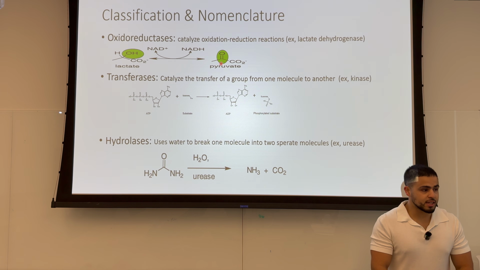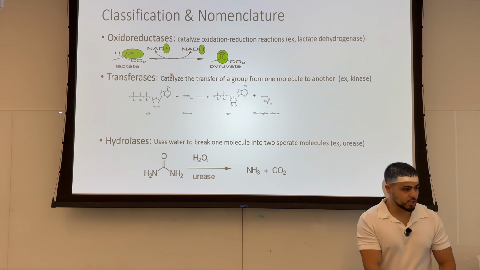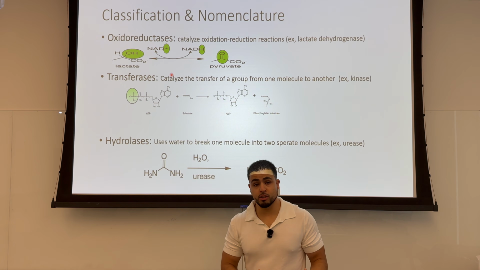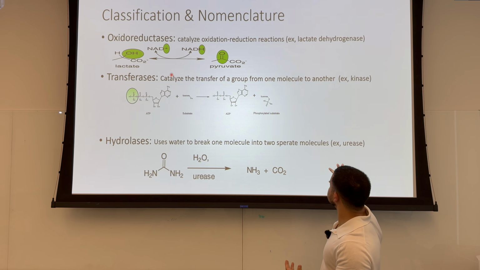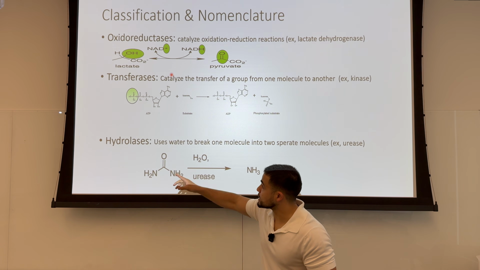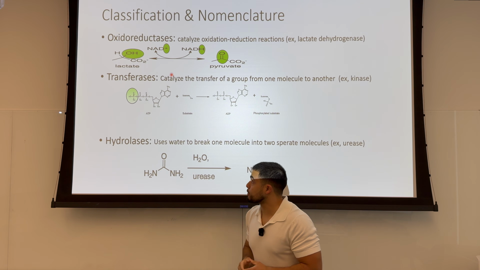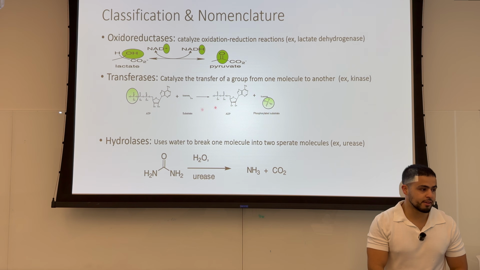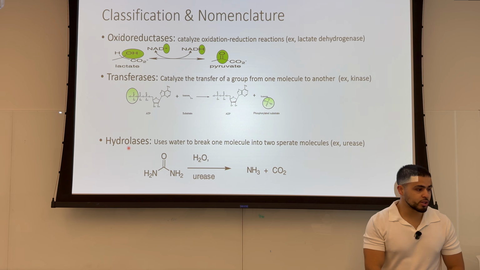So here we oxidized lactate, so there must be an oxidizing agent, which is NAD+, which itself was reduced, and you can see that by the addition of the hydrogen atom over here. All right, next we have transferases. So transferases catalyze the transfer of one group from one molecule to another. Now, a common example on the MCAT is a group of enzymes called kinases. You can see that they'll transfer a phosphate group, typically from ATP, to another substrate, so they will phosphorylate that substrate.